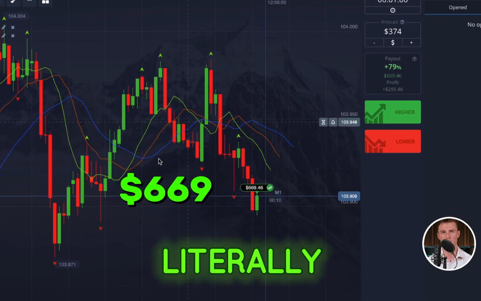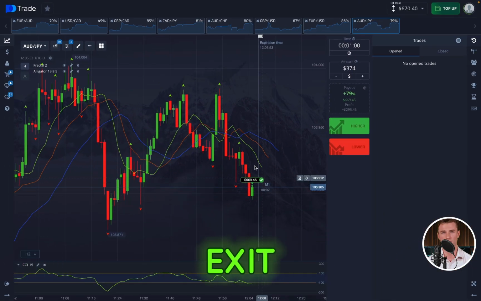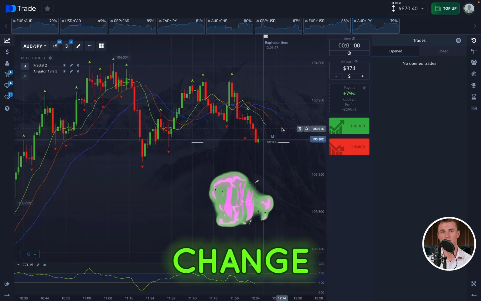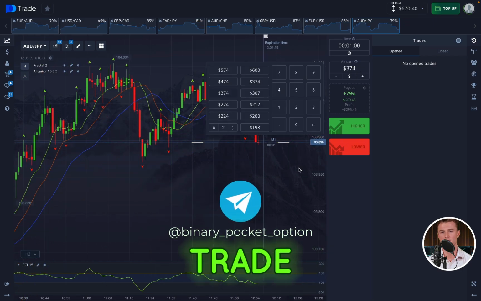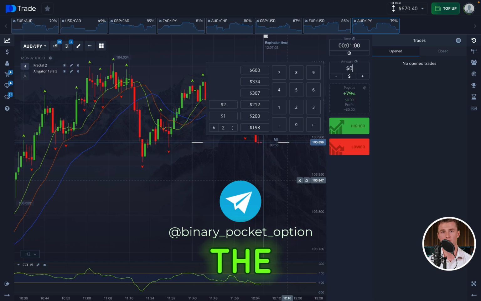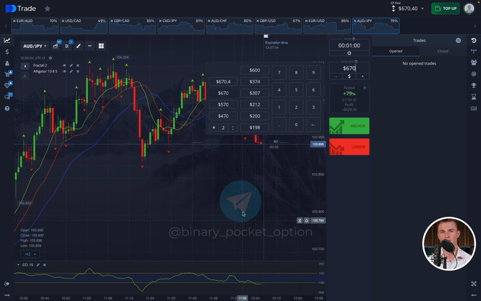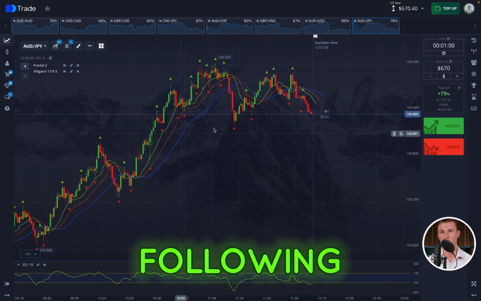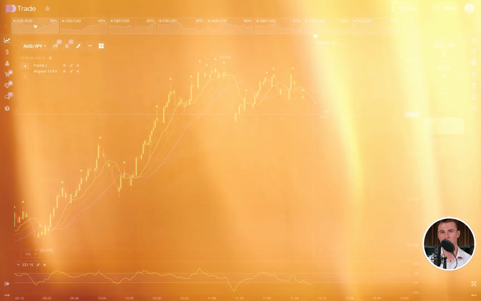And literally at the last seconds, there was an exit and the trade closed in plus, great. Let me probably change the amount of the value of the trade and put the maximum again to make a great profit for today. And let's pick up the following currency pair.